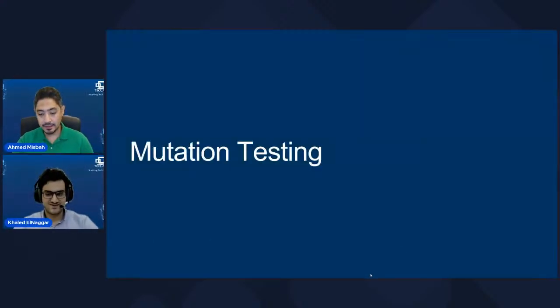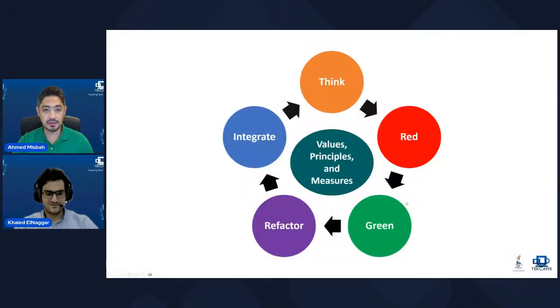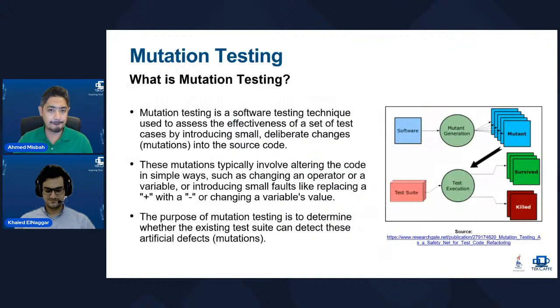Okay, so let's talk about mutation testing. Going back to Tek Cafe's TDD cycle, we're now going to be talking about the inner circle, and specifically the measures. So how do you know that you have written good tests? The best way, or let's not use the word best, let's use the word recommended, practice you can use to measure the quality of your tests is mutation testing, or the mutation score.